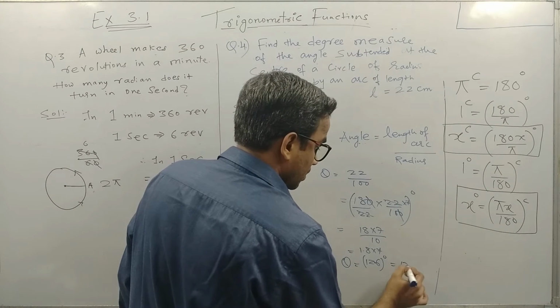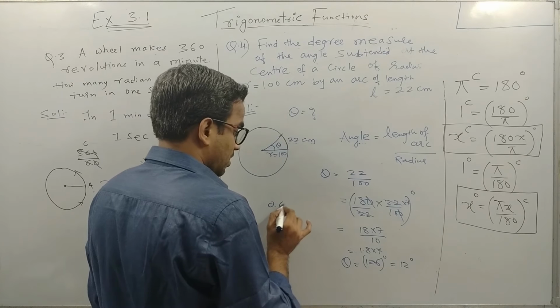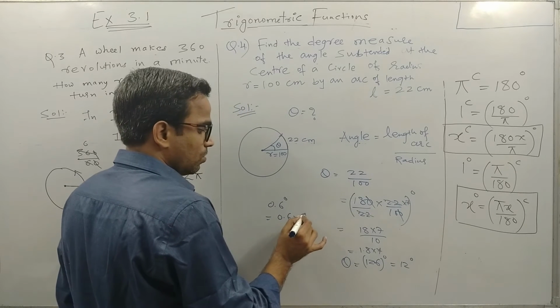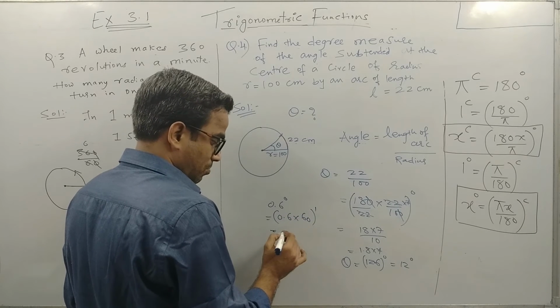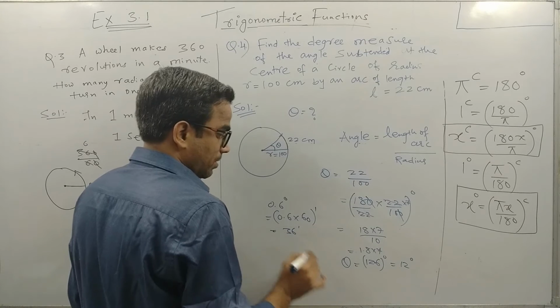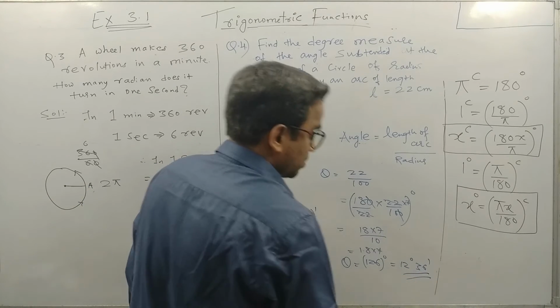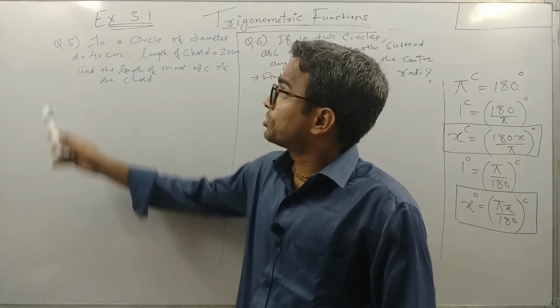So we know it is what? 12 degree. 0.6 degree is how much? So if you have 0.6 degree, we know what we do is 0.6 into 60 minutes. So that will give us 36 minutes, right? So 12 degree, 36 minutes. So this is our theta in degree. Okay. So this is your question number 5.